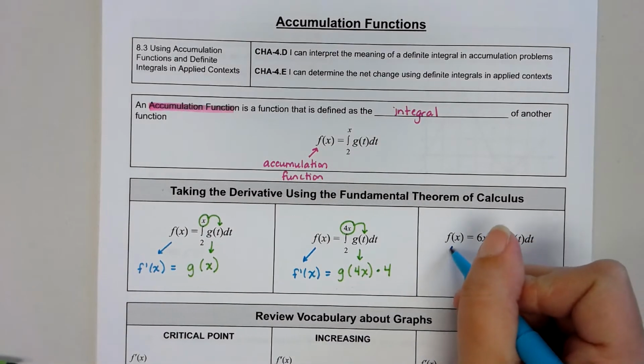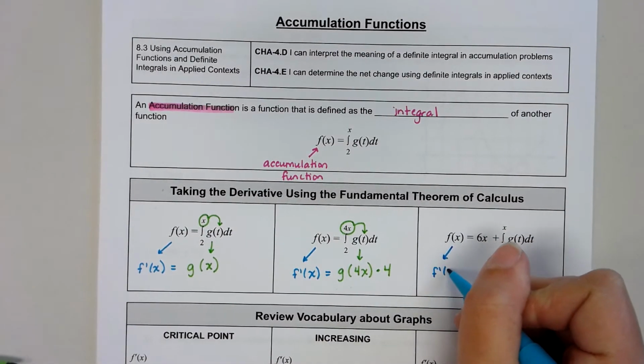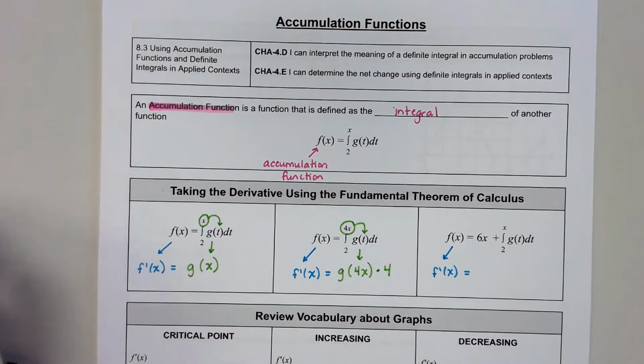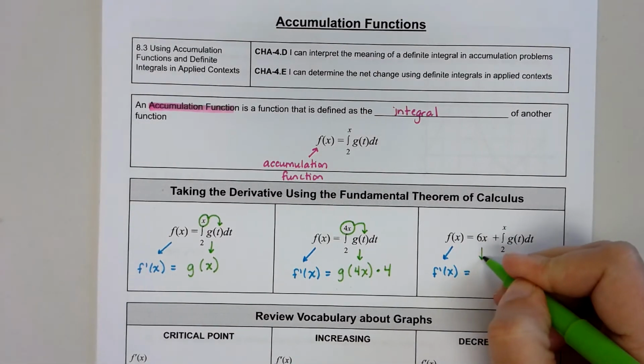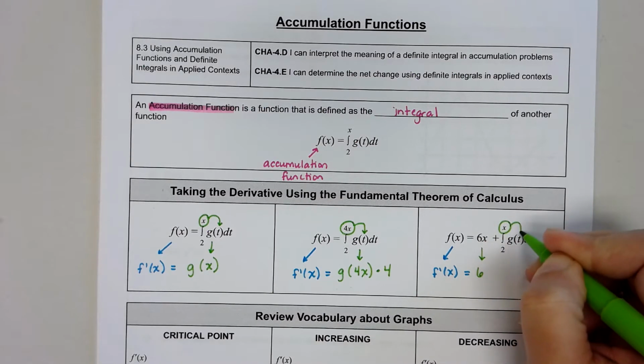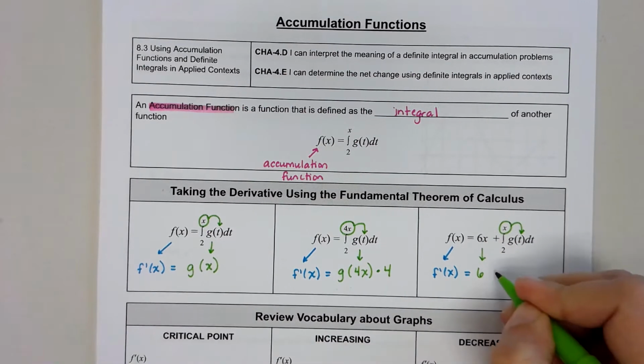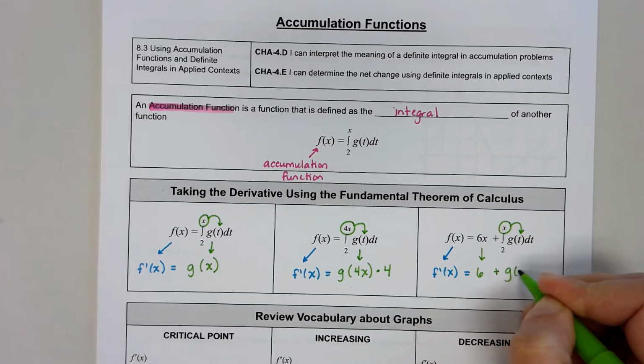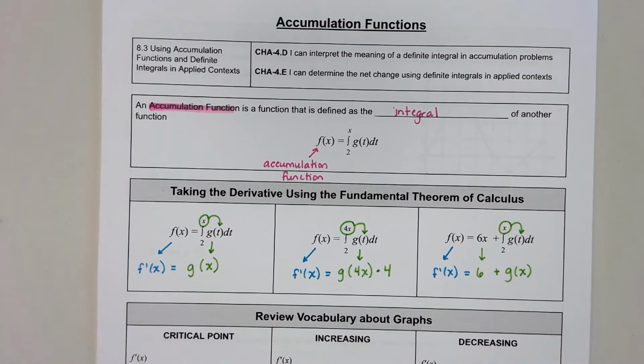For the last example here, the derivative of f would be f prime of x. And on the other side, the derivative of 6x would just be 6. And the derivative of an integral, they undo each other because they're inverse operations. So I would just have g of x. So my derivative this time would be 6 plus g of x.